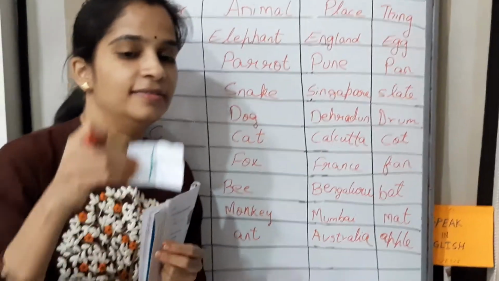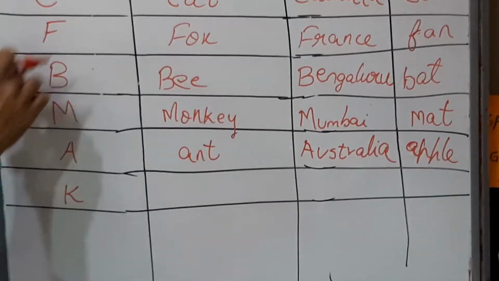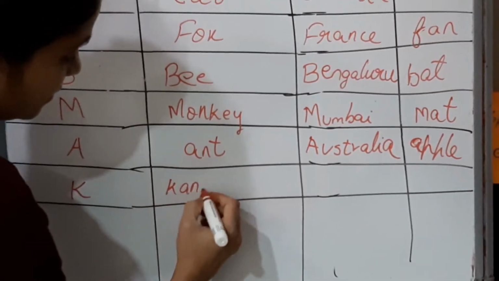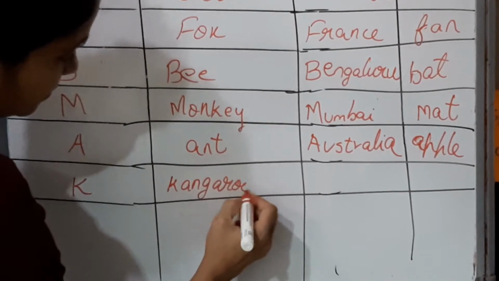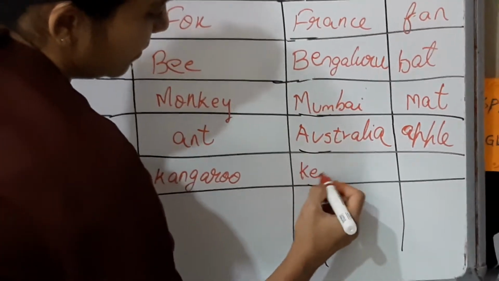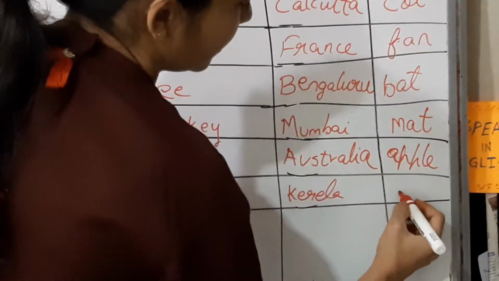Next letter, K. From K, animal, kangaroo. From K, place, Kerala. And from K, thing, kite.